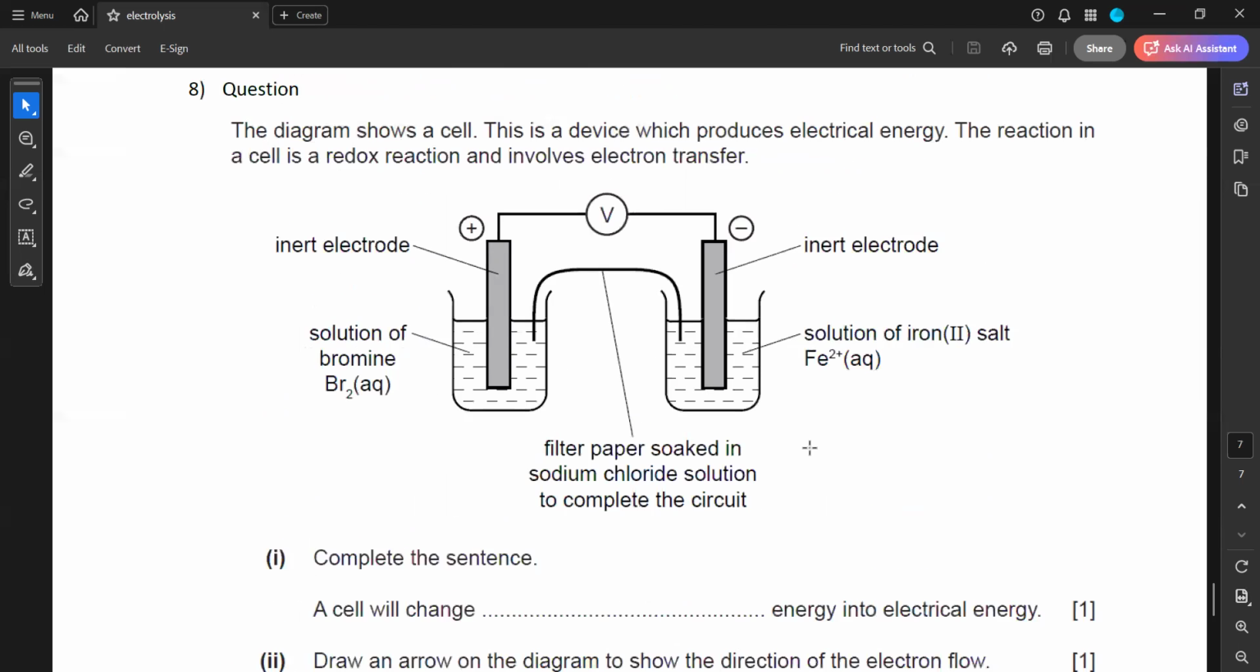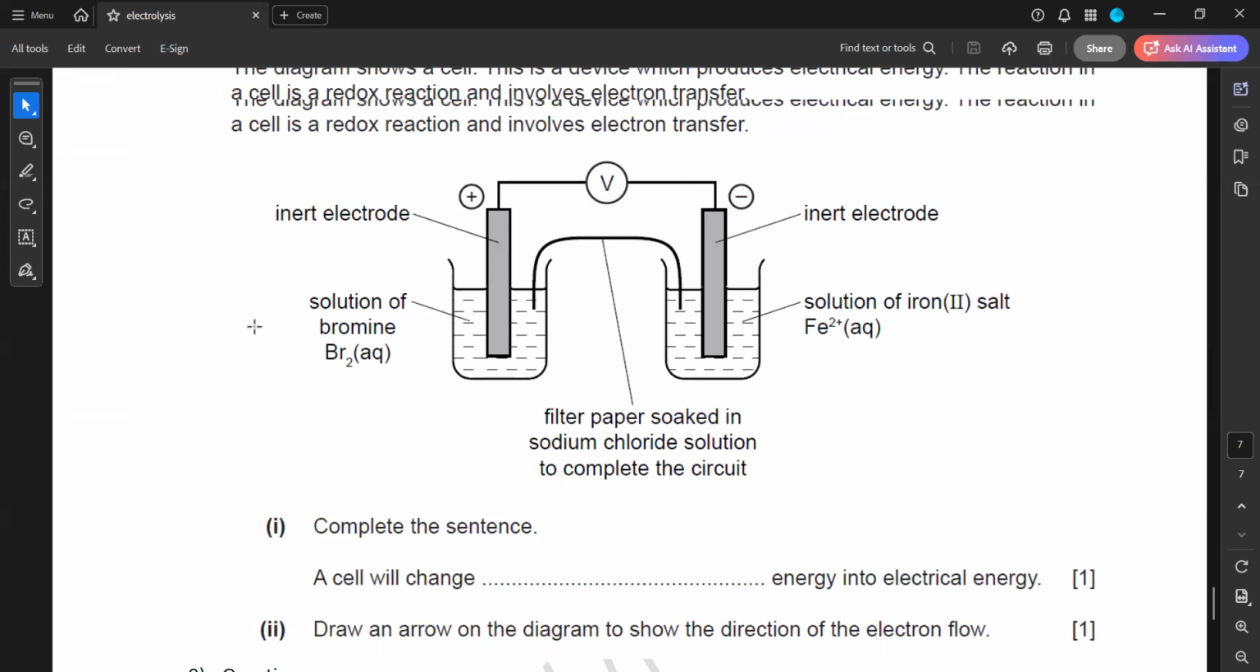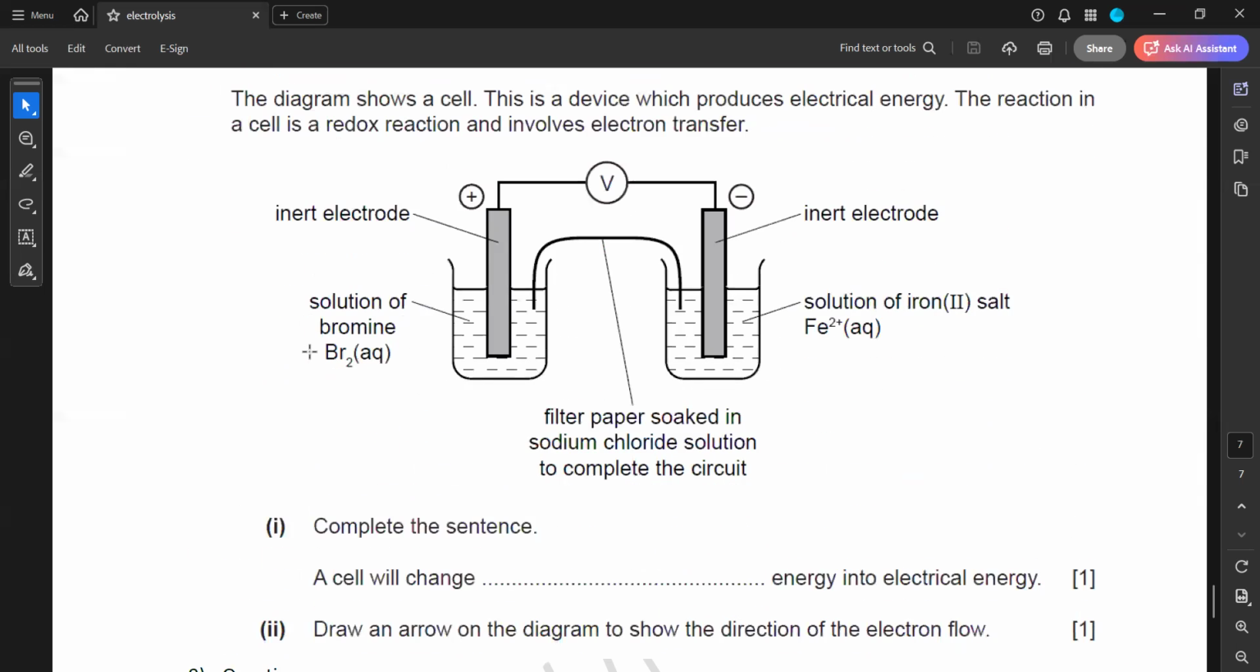A chemical cell changes chemical energy to electrical. The cell is actually removed from the syllabus. This topic about the cell is totally removed. It was there before 23, but not anymore. But the answer here: the cell will convert chemical energy to electrical energy.